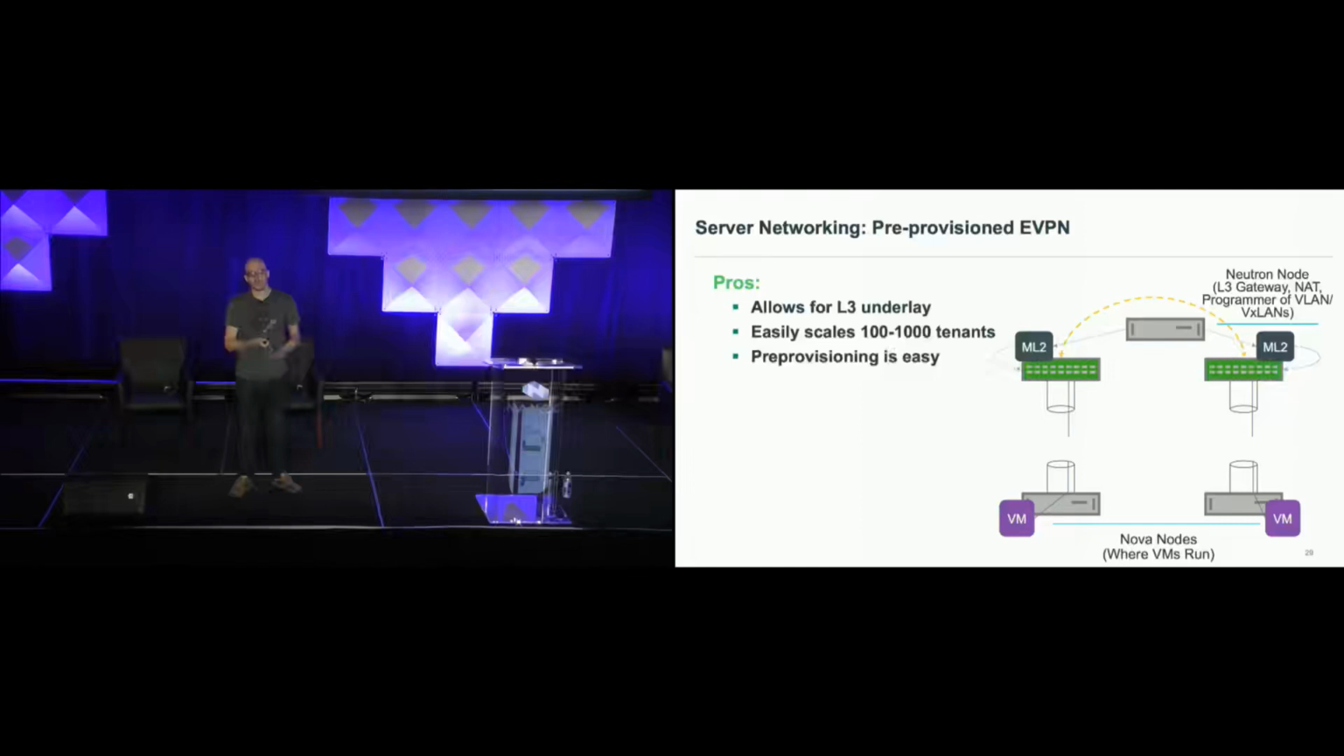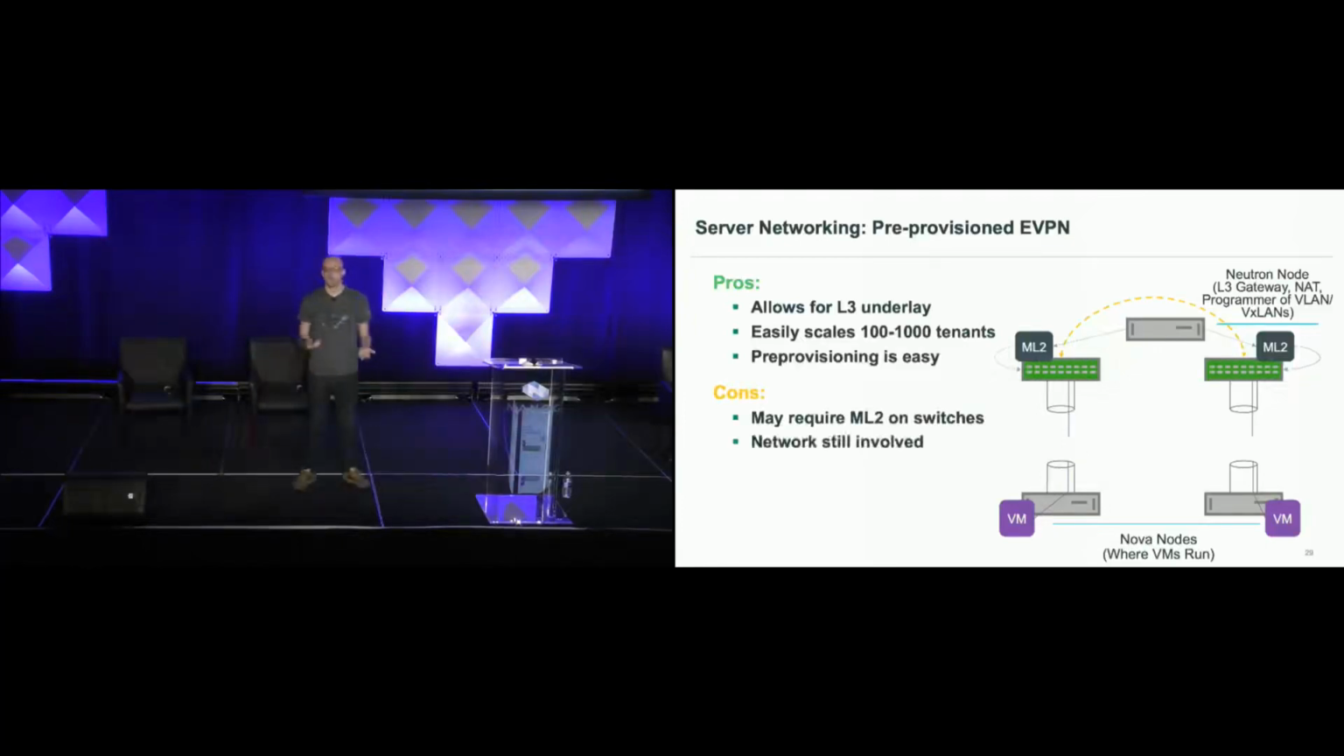Pre-provisioning, again, is very easy, both from a VLAN and a VXLAN capability. I mean, hopefully you're running some sort of automation, but it's really just a copy and paste job across the board. The downsides, again, it may still require ML2 on switches. We've already talked about my feelings on ML2. The network is still involved. So I still have a lot of dynamic things happening within the network. And so I'm trying to provide a high uptime infrastructure and a very dynamic, highly ephemeral system. So it's not without risk.